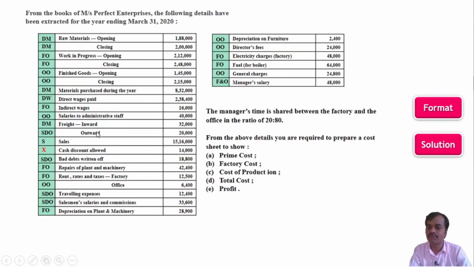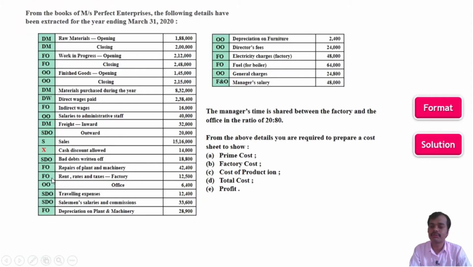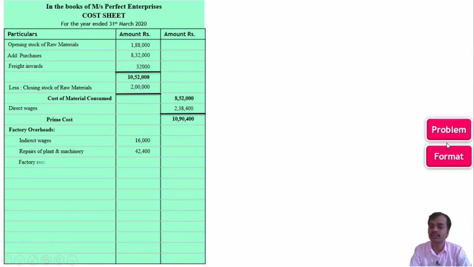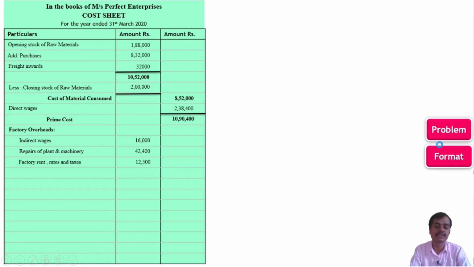The next item of factory overheads is repairs of plant and machinery, 42,400. So let's take repairs of plant and machinery, 42,400. Next item of factory overheads is rent, rates and taxes, factory, 12,500. So let's take factory rent, rates and taxes, 12,500. The next item of factory overhead is depreciation on plant and machinery, 28,900. Let's take depreciation on plant and machinery, 28,900.